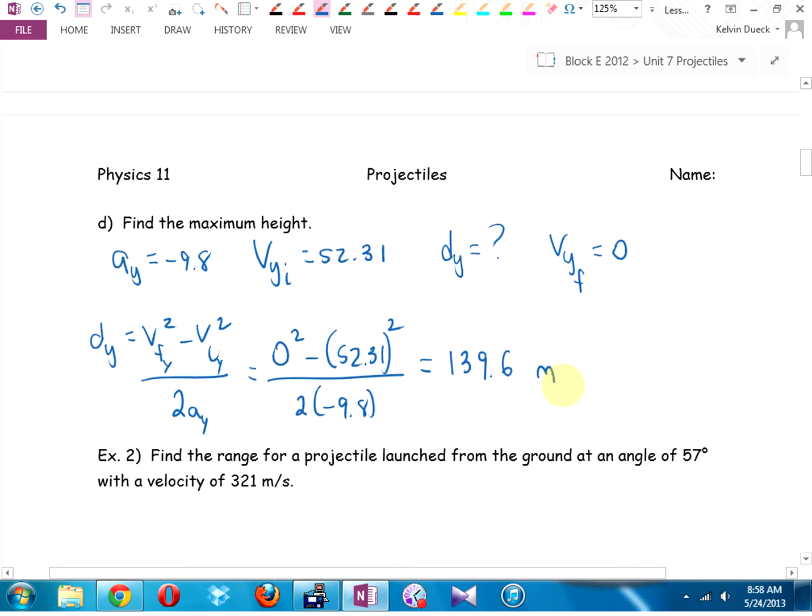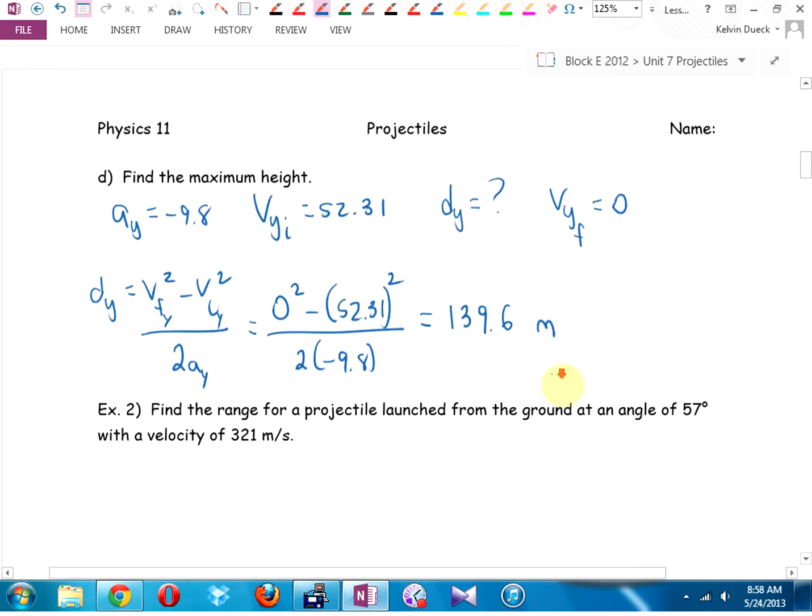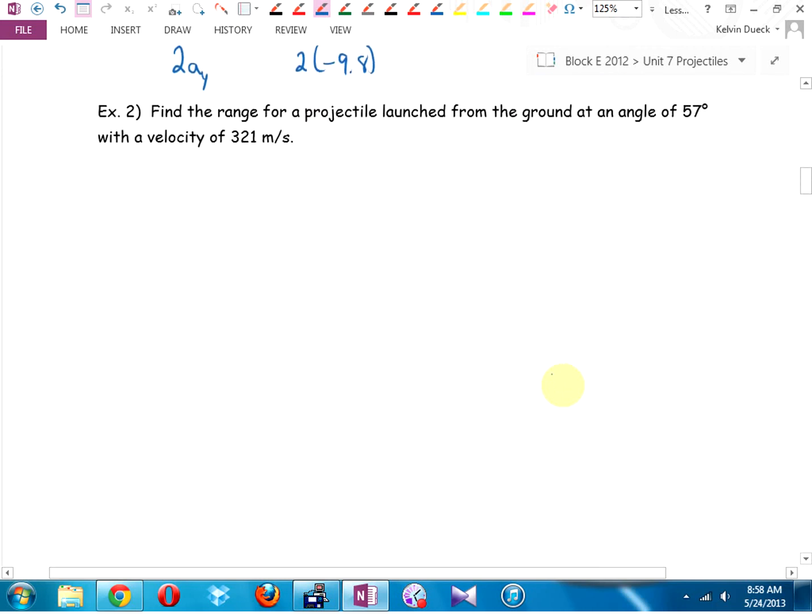So our strategy is going to be components, and then chart list, and from there it's what are they going to ask you to find, figure out which equation, and away we go. Example 2. Here, I didn't walk you through everything. It's just saying, find the range, find dx, for a projectile launched from the ground at an angle of 57 degrees with a velocity of, holy smokes, 321 meters per second.